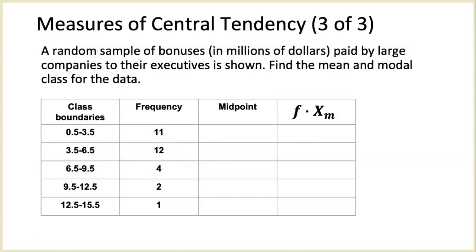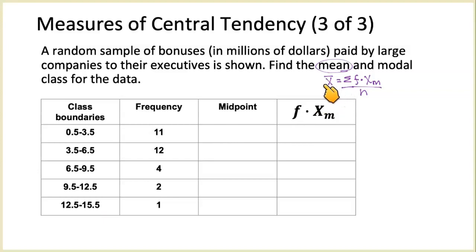So to find the average, we have to devise a way to estimate what these 11 numbers and these 12 numbers could be. The mean for this type of distribution is still X bar because it's a sample mean. A random sample of bonuses in millions of dollars paid by large companies to their executives is shown. These boundaries represent bonuses in millions of dollars, and 11 people received a bonus from $500,000 to $3.5 million, all the way up to one person getting a bonus of $12.5 million to $15 million.